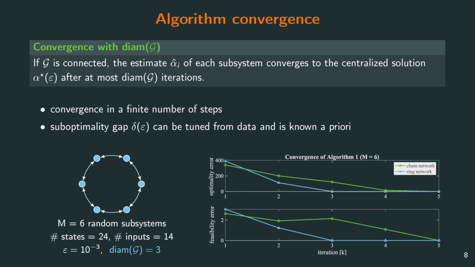Finally, here is an example of the performance of this algorithm. This network is made up of 6 subsystems, adding up to a total of 24 nodes and 14 inputs, and has diameter 3. On the right, we show in blue the performance of the algorithm, and we notice how the optimality and feasibility error reach 0 after 3 iterations of the algorithm, equal to the diameter of the network. Keeping the same subsystem structure, but changing their connectivity, we now have a network with diameter 5. Accordingly, we can see the convergence of the algorithm, which reaches the optimal solution after 5 iterations.